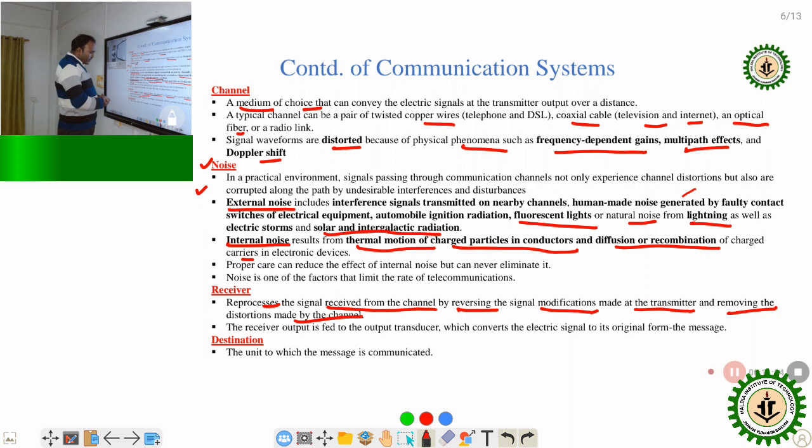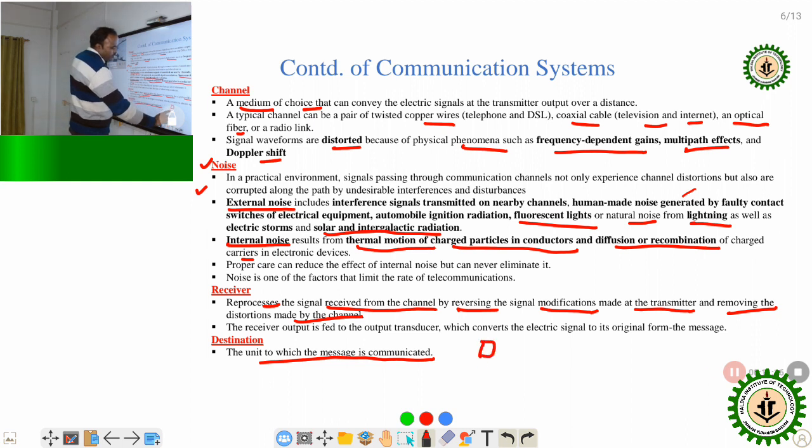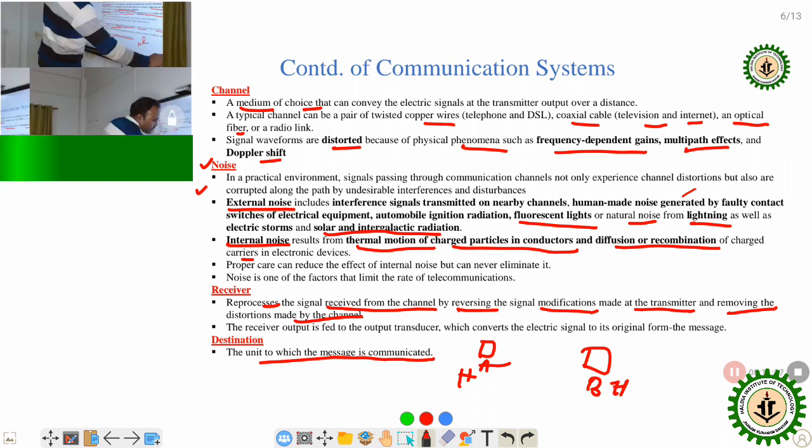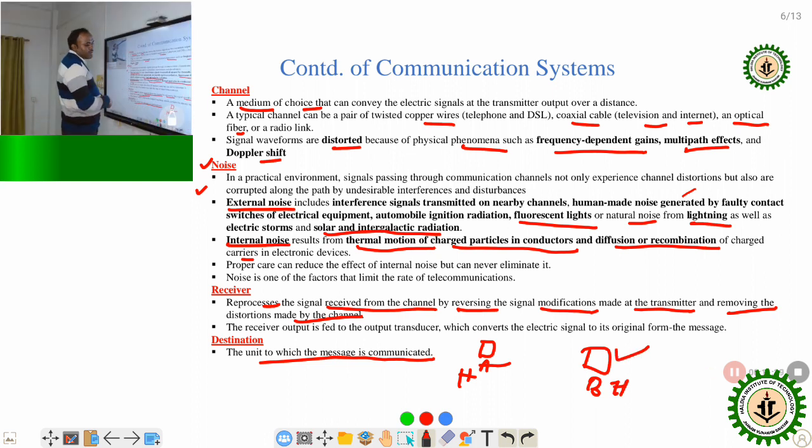Next one, the destination. The destination is the unit to which the message is communicated. Suppose someone wants to send a message from source A to B. This is also a human, talking to another human. So B is the proper destination.